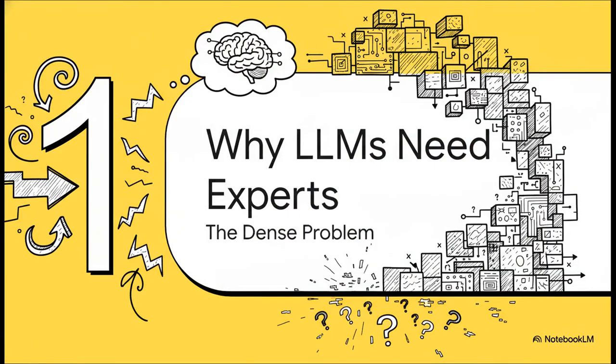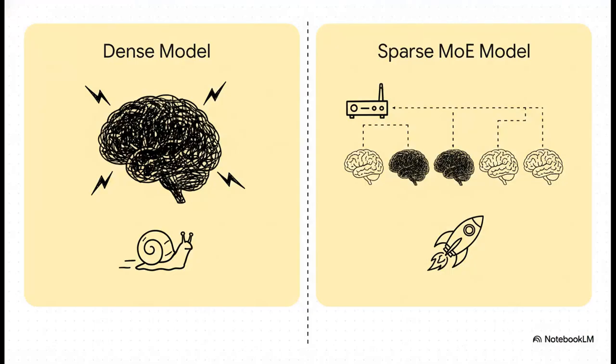Okay, so to really appreciate the solution, we first have to understand the problem. So let's start by looking at how things have traditionally been done, and why those older models kind of hit a wall. Look at this comparison. On the left, you've got the old way, what we call a dense model. Think of it like one single massive brain where every single part of it has to light up and work on every single problem you throw at it. It's powerful, for sure, but it's also incredibly slow and inefficient.